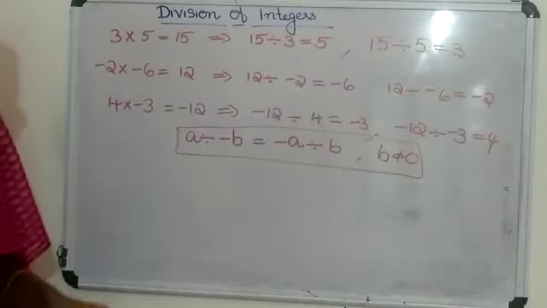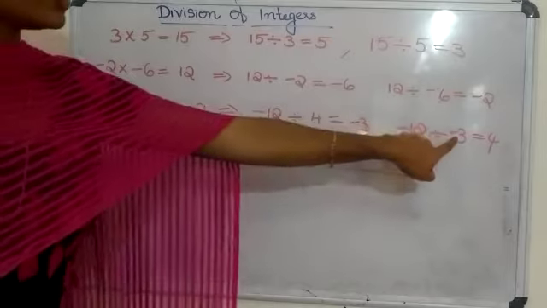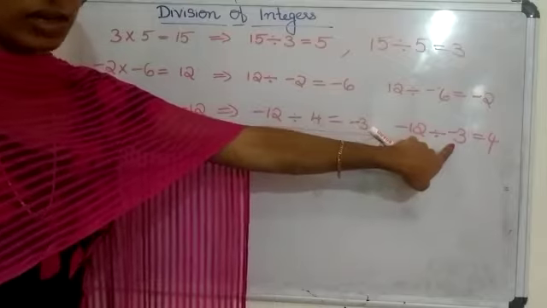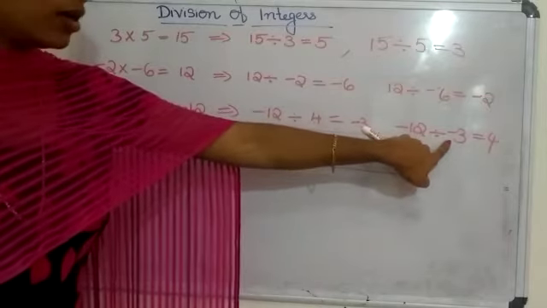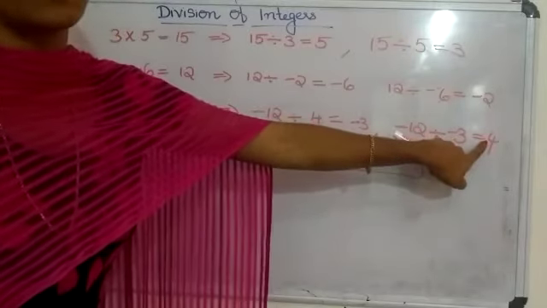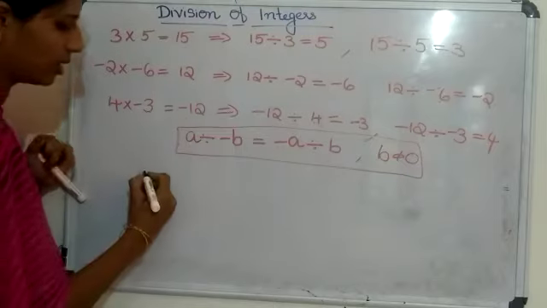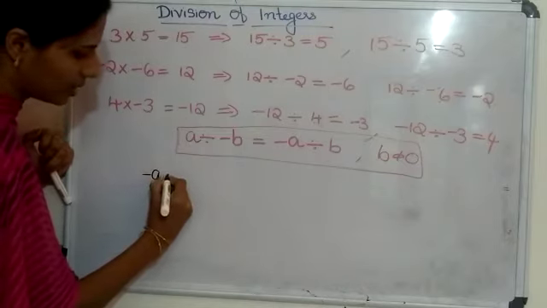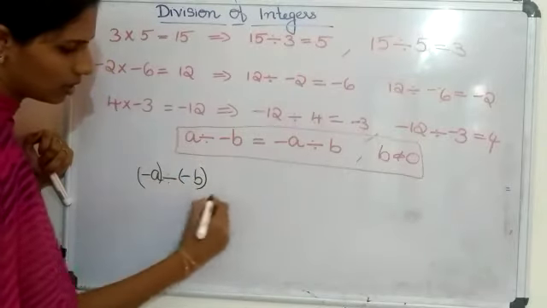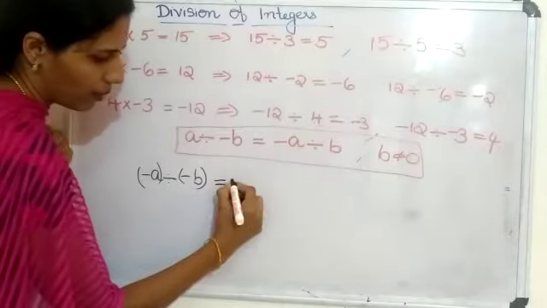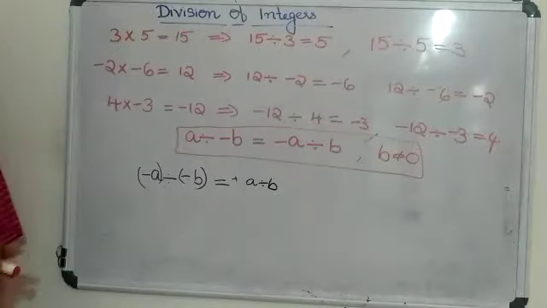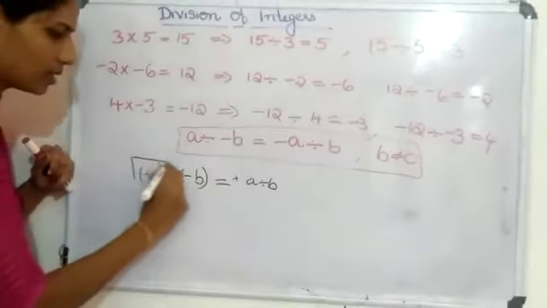Now see the next one. When you are dividing a negative integer by a negative integer, divide it as whole numbers. That is 12 divided by 3 is equal to 4. Then put a positive sign. That means when a negative integer is divided by a negative integer, you have to put a positive sign and divide A by B. Okay, this is the important thing.